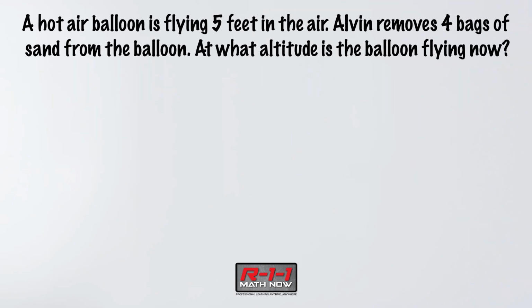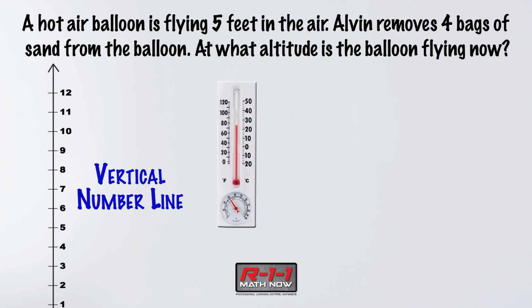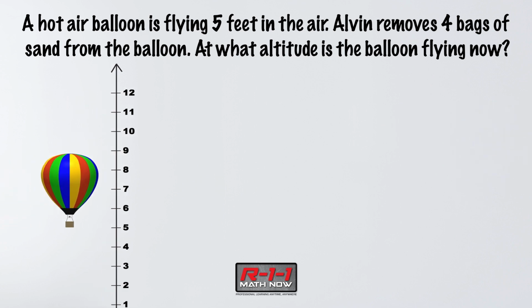So in this example, we are going to use a vertical number line to help us follow the trajectory of the hot air balloon. And students see those vertical number lines when we're thinking about temperature and above and below sea level. So that goes right along with our example here. So the balloon is starting at 5 feet. So this is where our balloon is starting, right here.